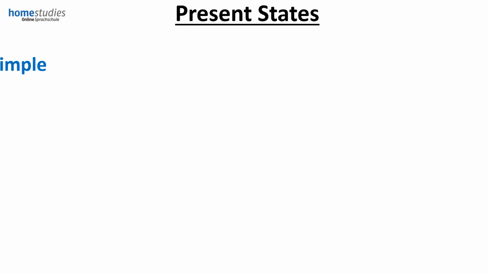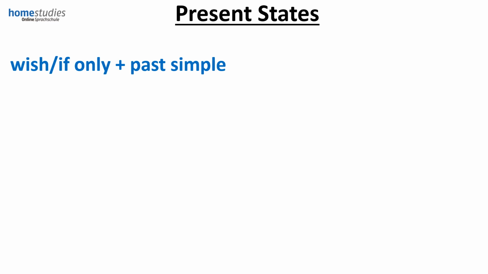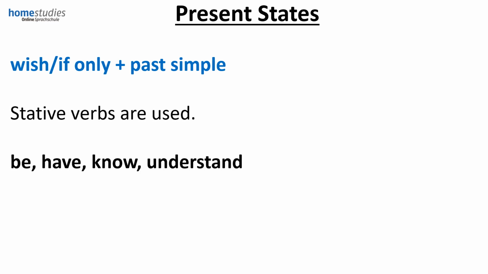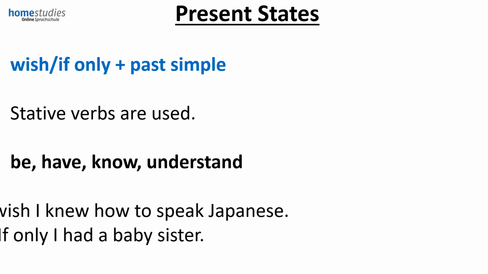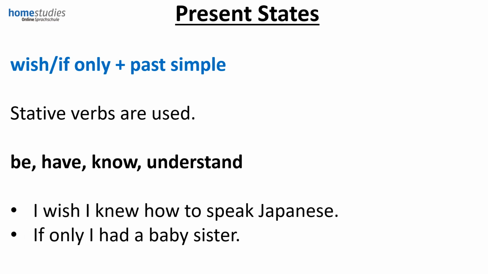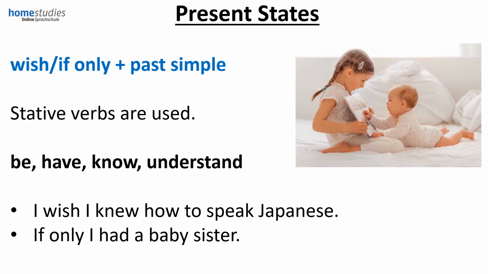Now for present states, we can use either wish or if only plus the past simple. When we use this structure, stative verbs are used. We do not use active verbs. So for example, some stative verbs are be, have, know, understand. Let's have a look at some examples. So we could say, I wish I knew how to speak Japanese. If only I had a baby sister. So present states, we use stative verbs and you could use wish plus past simple or if only plus past simple.